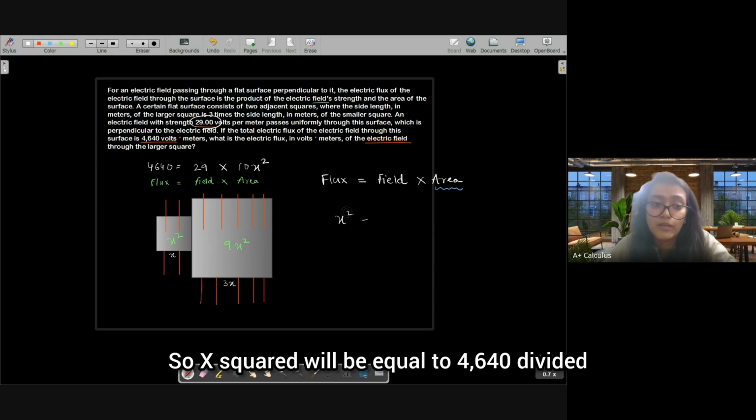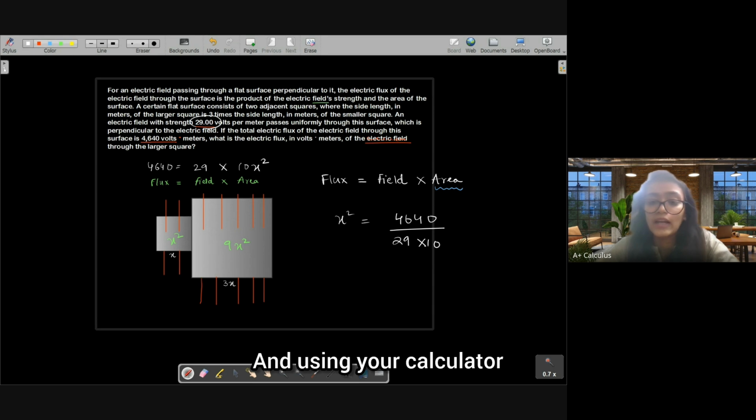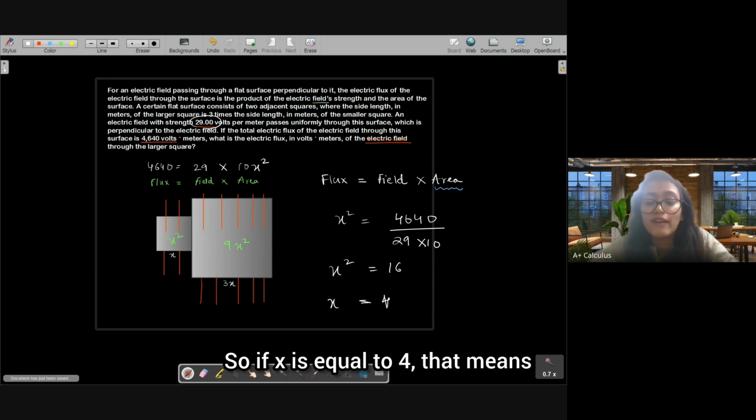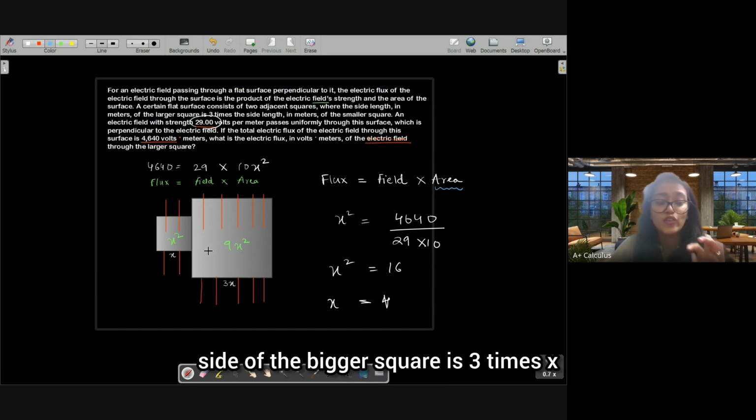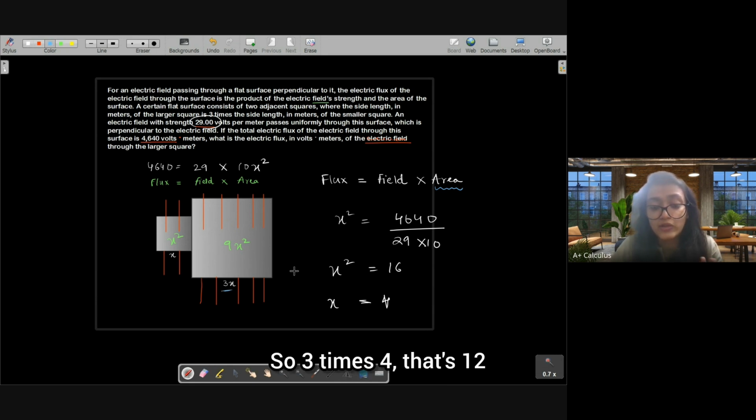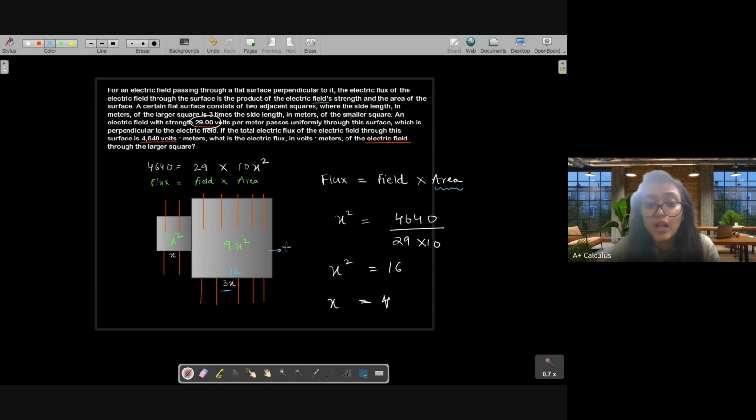So x squared will be equal to 4,640 divided by 29 divided by 10. Using your calculator, you will get this value as 16. So x squared is equal to 16, which gives us x is equal to 4. If x is equal to 4, that means the side of the bigger square is 3 times x, so 3 times 4, that's 12. That means the area of the bigger square will be 144 square units.